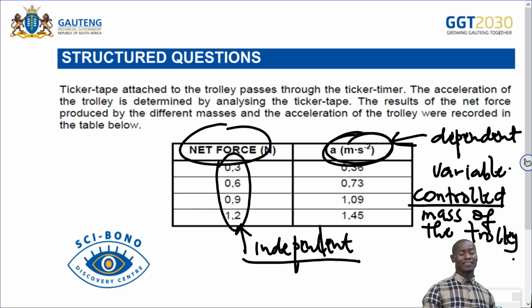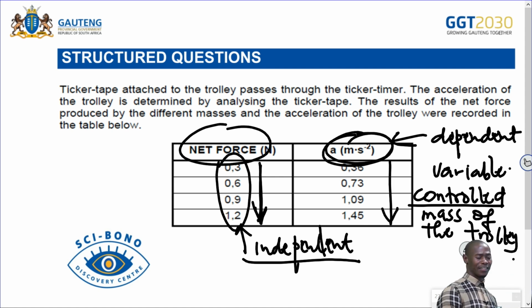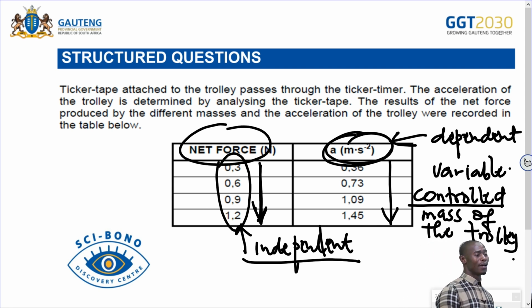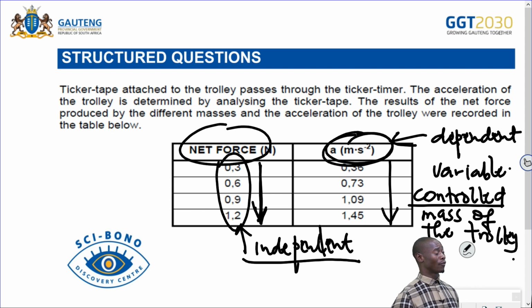By looking at these results, you will see that what is happening to the net force is increasing. And as the net force increases, what happens to the acceleration? It is also increasing. So you can tell the relationship here. As net force increases, acceleration also increases. You can even come up with the investigative question. What is the relationship between acceleration and the net force? Or how will the acceleration be affected if the net force increases? So that is going to be your investigative question.